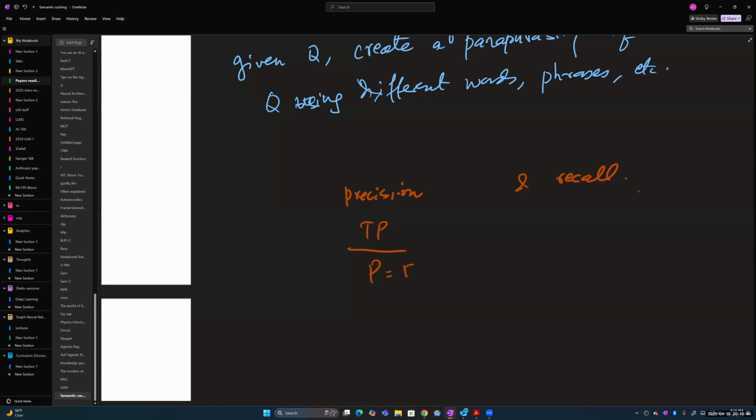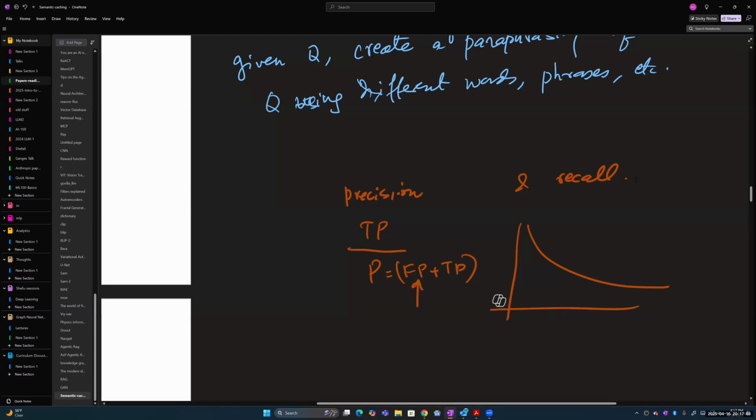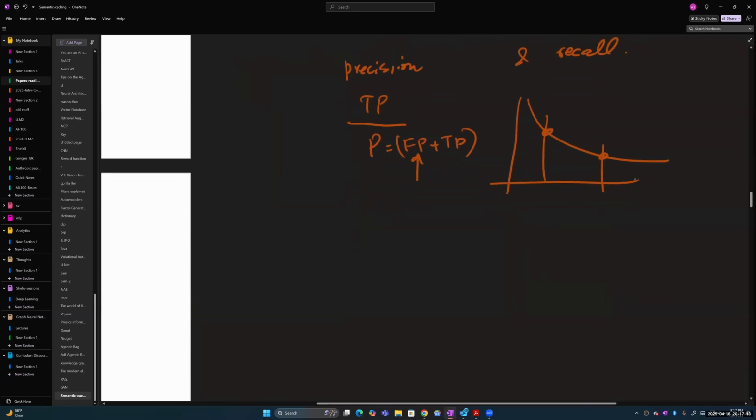False positive plus true positive, right? So what will happen is this denominator will increase. This will start going up. If you increase recall blindly, then your denominator will start increasing, and so your precision will go down. So between precision and recall, there are always opposite forces at work. At any given cutoff, threshold, there will be some value of precision and some value of recall. So let us say that the precision is P and the recall is R.